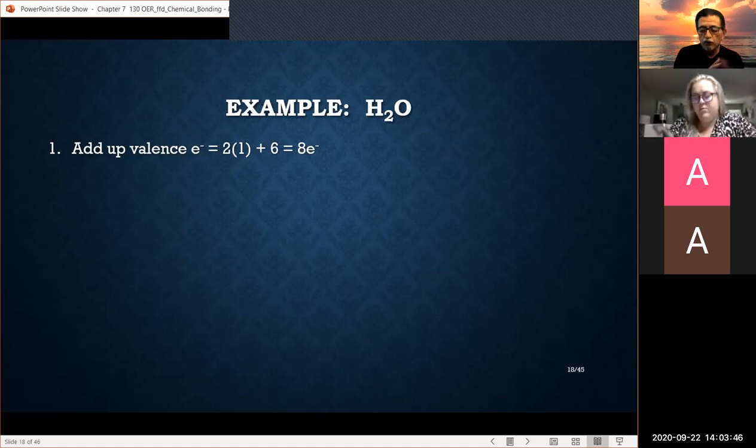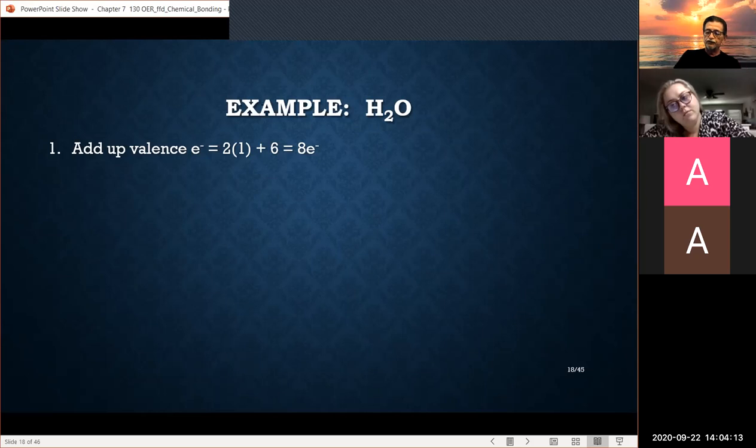We don't care about the core electrons. Remember, all the action happens on the outermost shell. That is where all the chemistry occurs. The innermost shells, the core electrons, are full. They're not going to be very favorable to form bonds, okay? So we have a total of 8 valence electrons between the 2 hydrogens and the oxygen.